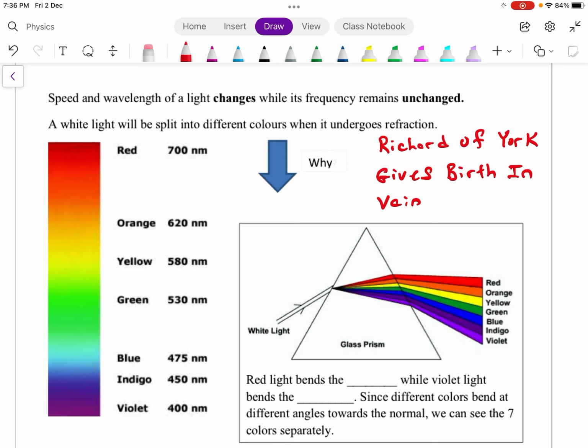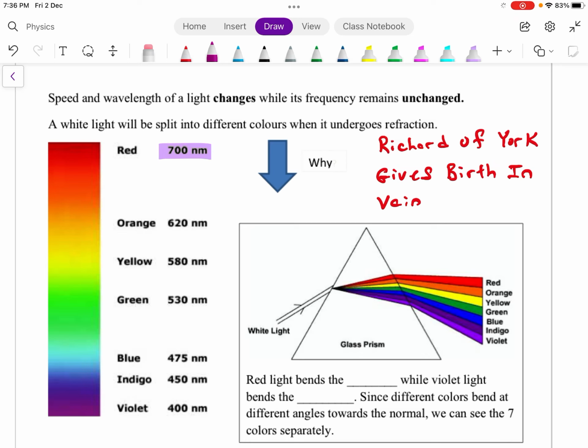Okay, so of course the red color has the longest wavelength of 700 nanometer. So orange, yellow, green, blue, indigo, and the last of all is your violet. So violet has a wavelength of about 400 nanometer. Yeah, so the violet has the shortest wavelength, whereas the red has the longest wavelength.